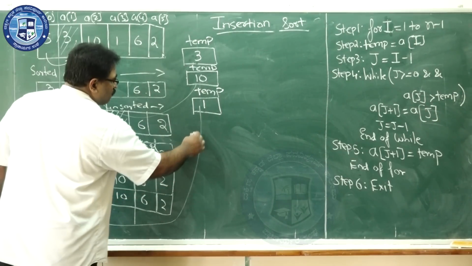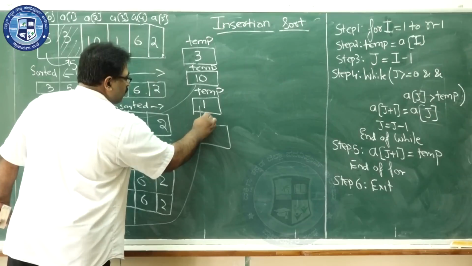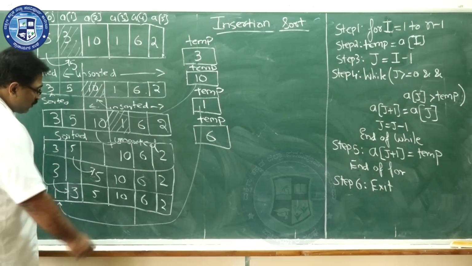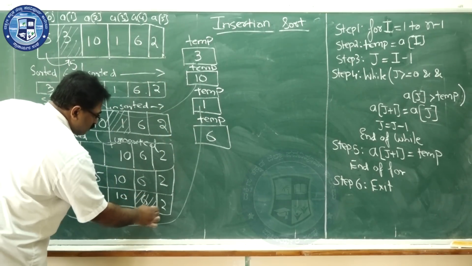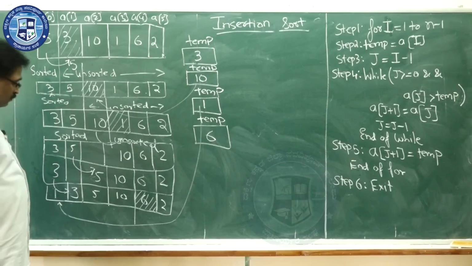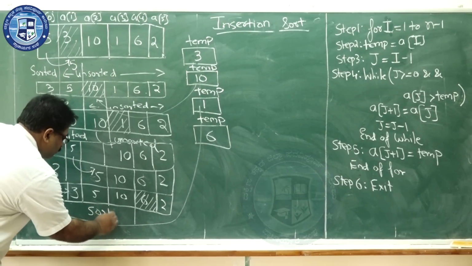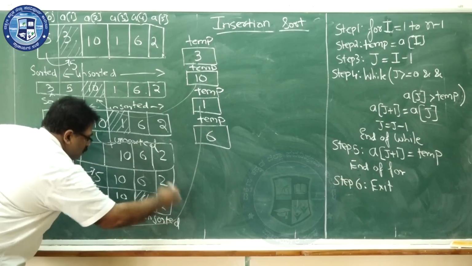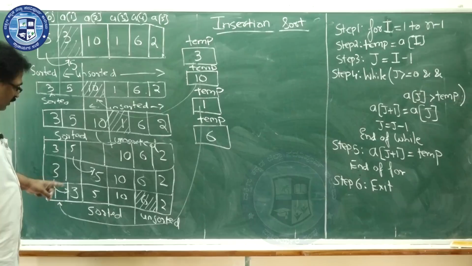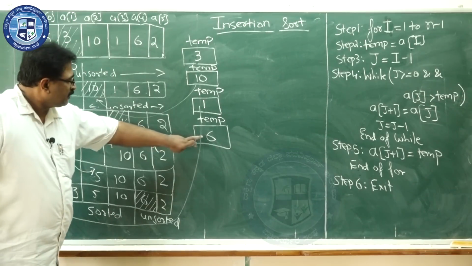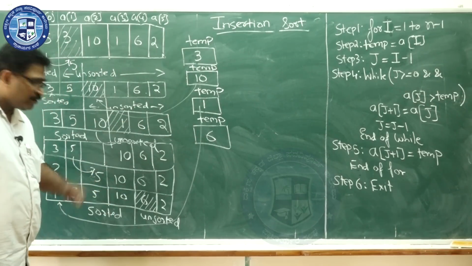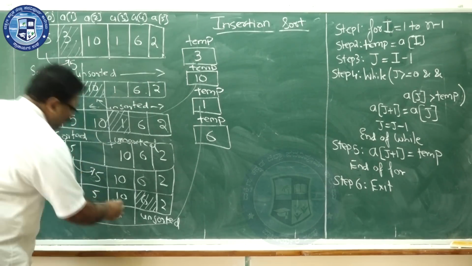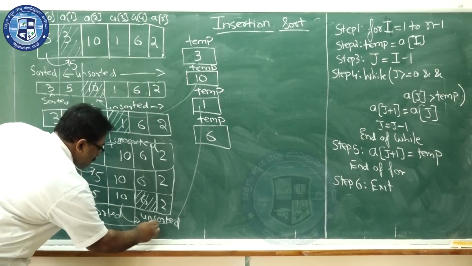The next value we have, in the temp you are going to have is 6. So that means this becomes empty. So this is sorted now. This is unsorted. Is it fine? Yes. The same procedure. 6 will be compared with 10. So what happens? 10 is greater than 6. So 10 will be shifted, right?